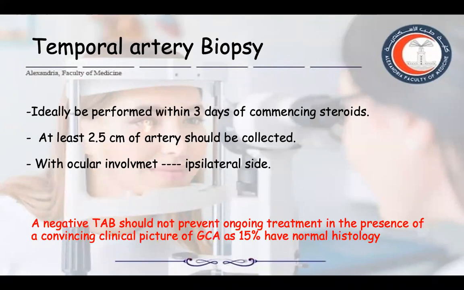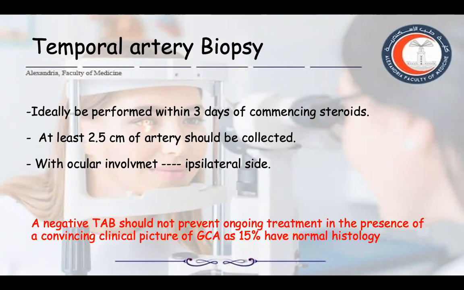How can we obtain a biopsy from the temporal artery? It should ideally be performed within 3 days of commencing steroids, at least. And let's be careful about this point. At least 2.5 centimeters of artery should be collected with serial sections. Why? Because of a phenomenon common in GCA, which is called skip lesions, in which the disease skips areas or regions of the artery, leaving them normal. So if you took only one sample, you might take it from a normal segment of the artery and misdiagnose or miss the condition. So we need to take at least 2.5 centimeters and serial sections.